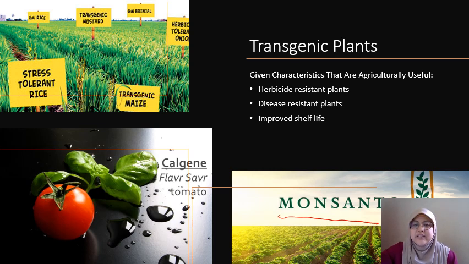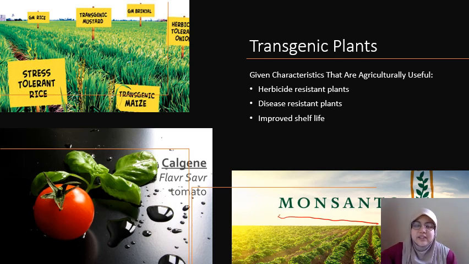And then disease resistance in plants. We have virus resistance, which has been developed by introducing a gene that encodes a viral coat protein. So when the plant cells express the viral coat protein, they become resistant to infection by the pathogenic virus. And then of course we want to improve shelf life.